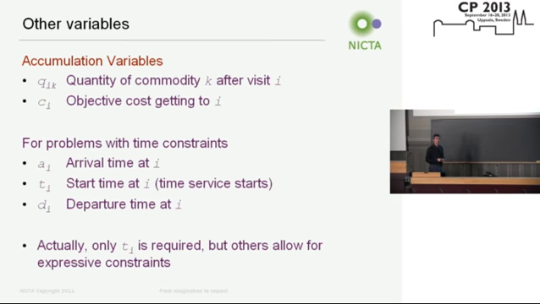It's the commodity after visit i. So I only need to accumulate, so at visit 1, I need to accumulate however much I've got for visit 1 for each of my commodities, regardless of which vehicle it's in. Yes, yes.